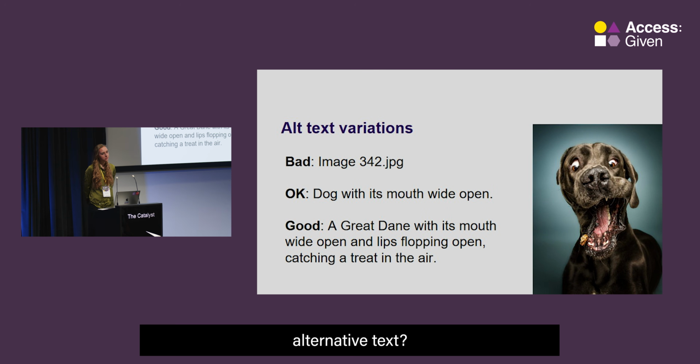What's good and bad alternative text? Bad alternative text would be the image file name, something like 342 JPEG. It doesn't tell the user absolutely anything, it's pointless, you might as well not have anything in the box at all.